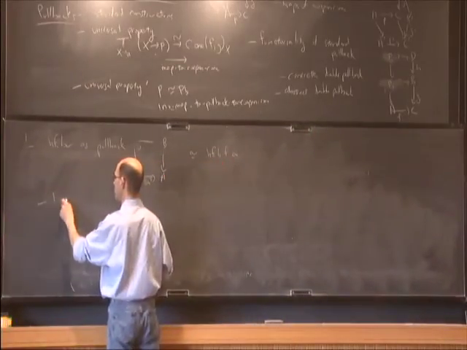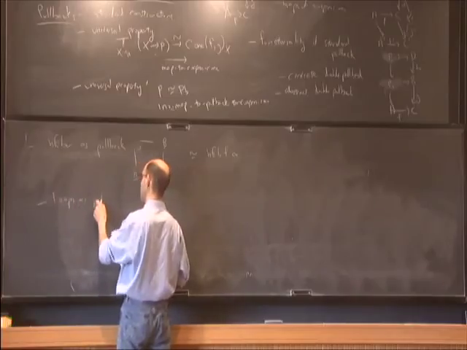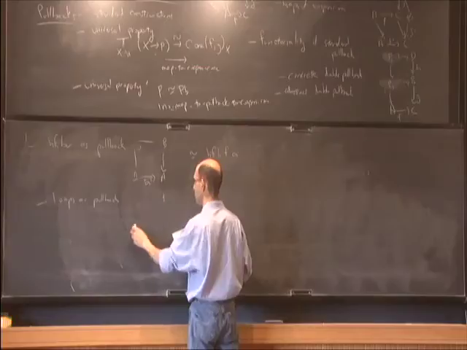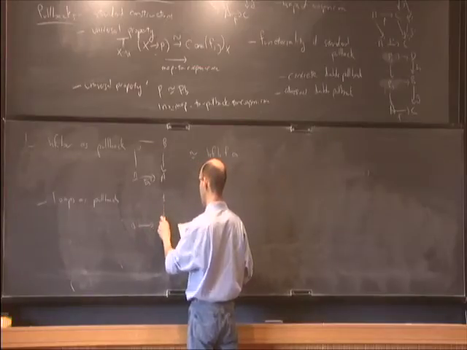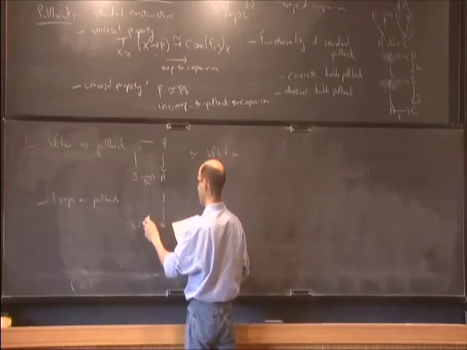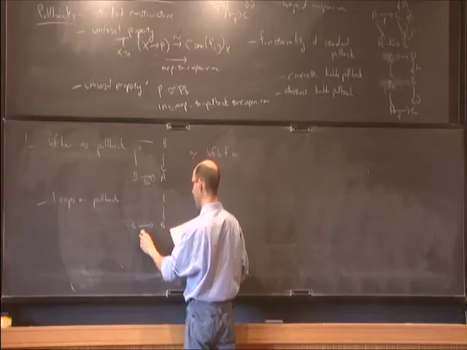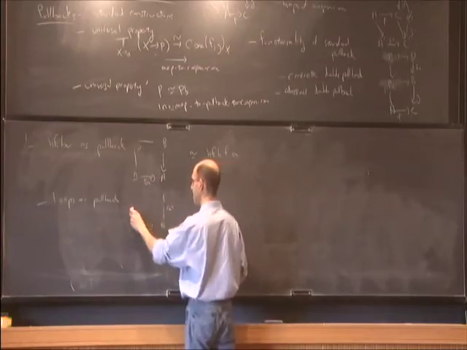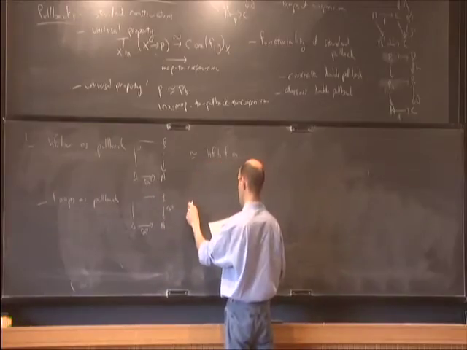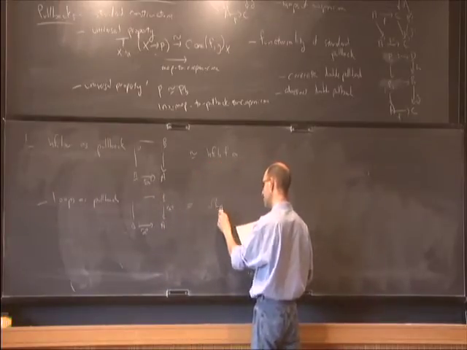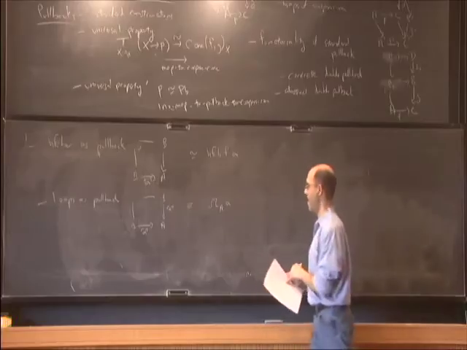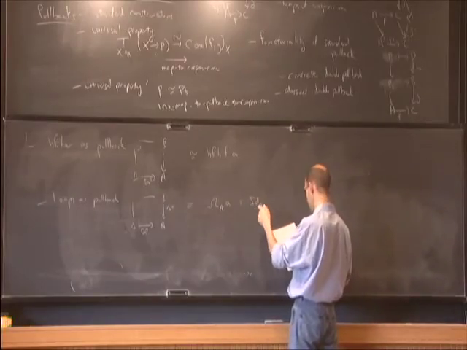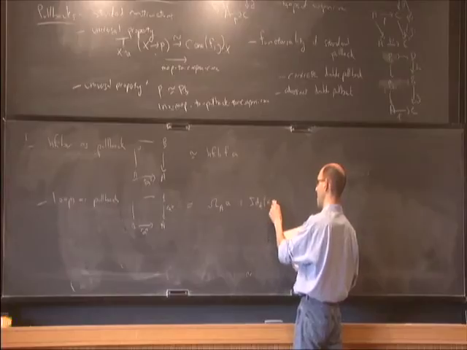Another one is loops as pullbacks. There's a reason to mention these. They will come back later. So here, you pick an element A. If you take this pullback, you're getting the loop space of A at A. In other words, you're getting something equivalent to the identity type of A.